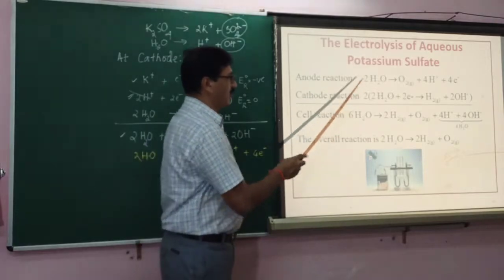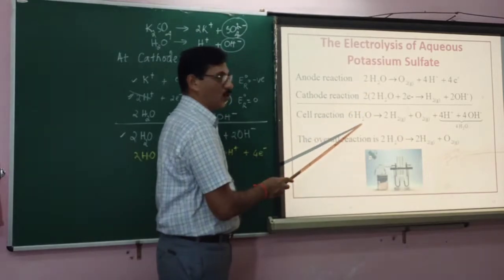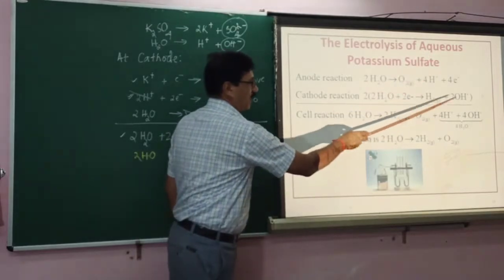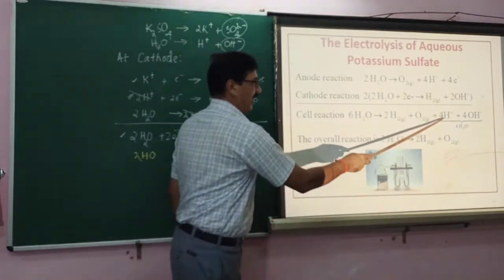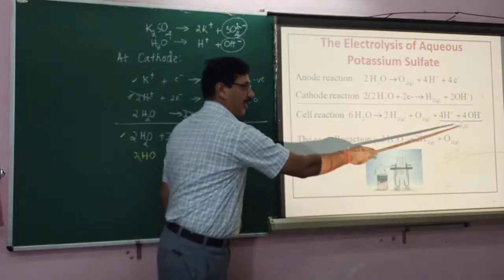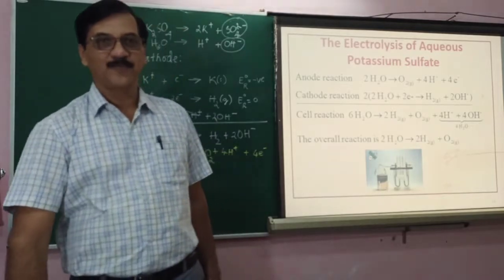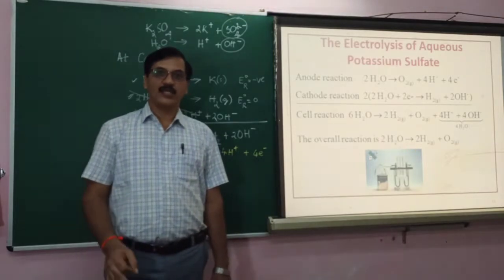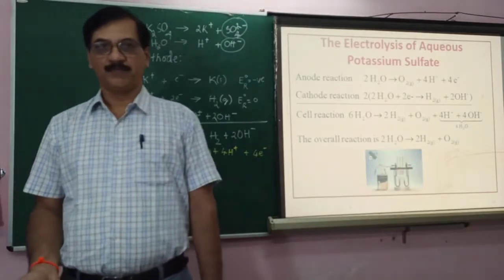And what you are going to find is 2 into 2 into 2, 4 H2O plus 2, 6 H2O, giving rise to 2H2 plus O2 and 4H plus ion and 4OH minus ion. 2 into 2, 4OH minus ion. 4H plus and 4OH minus ion is nothing but 4H2O, and the overall reaction is 6H2O here and 4H2O here. Therefore, it is 2H2O giving 2H2 plus O2. So you are getting the electrolysis of water itself. So whenever you do electrolysis of water, you get the same products.